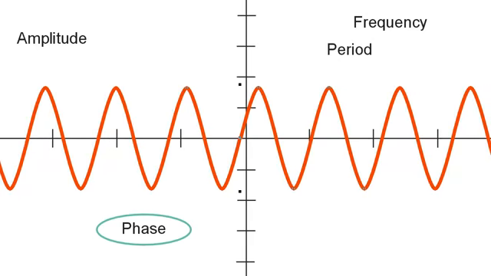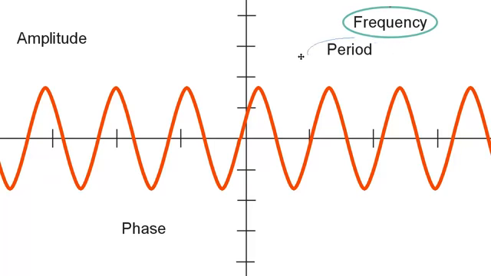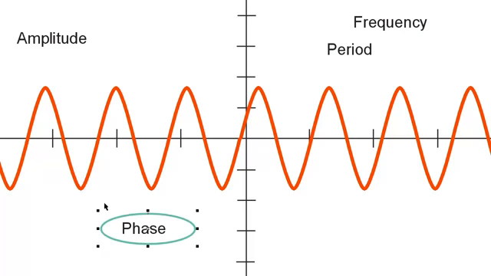So those are three different characteristics that we can vary in a wave phenomenon. We can vary the amplitude or signal strength. We can vary the frequency, which also varies the period. Or we can vary the phase, which varies the horizontal position of the wave on the graph as we see it here.